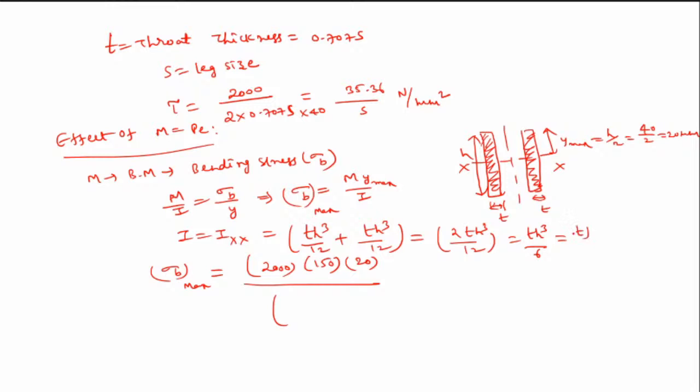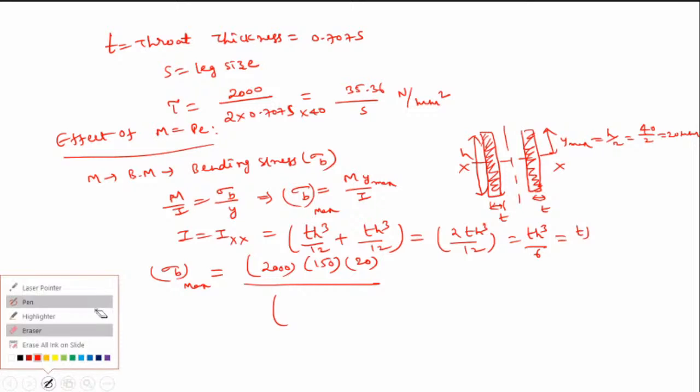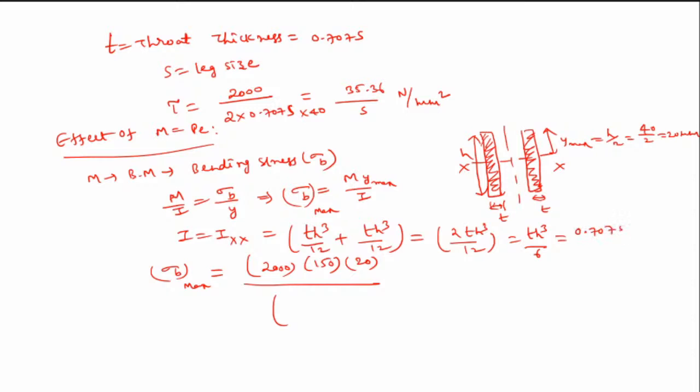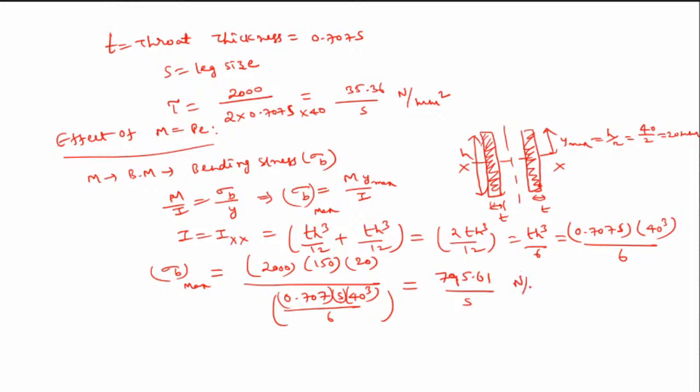T is nothing but 0.707 S, into H cubed. H is 40, cubed by 6. Then this will be 0.707 S into 40 cubed by 6. That is equal to around 795.61 by S, Newton per mm square.